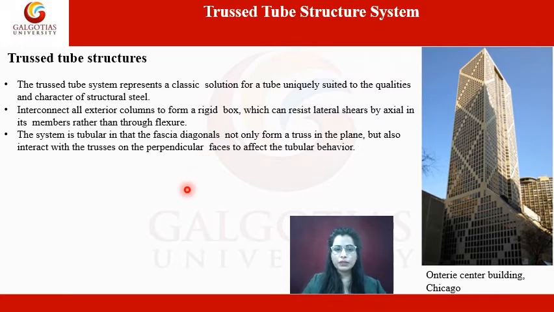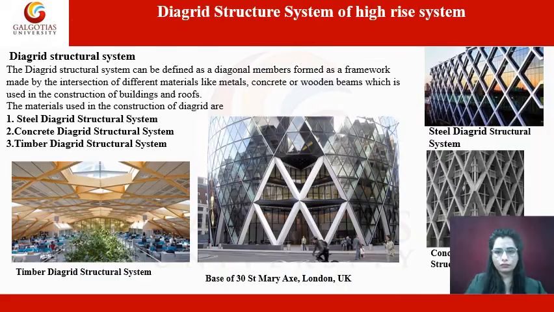The system is tubular in that the facade diagonals not only form a truss in the plane but also interact with the truss on the perpendicular faces to affect the tubular behavior. Here you can see an example of this building, which is in Chicago. In this they used the trussed tube structure system.